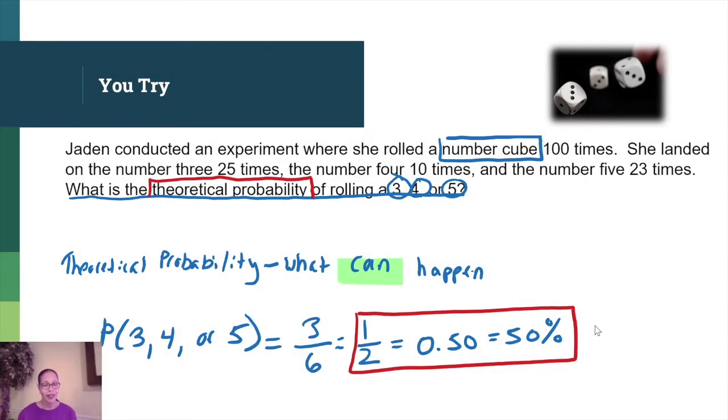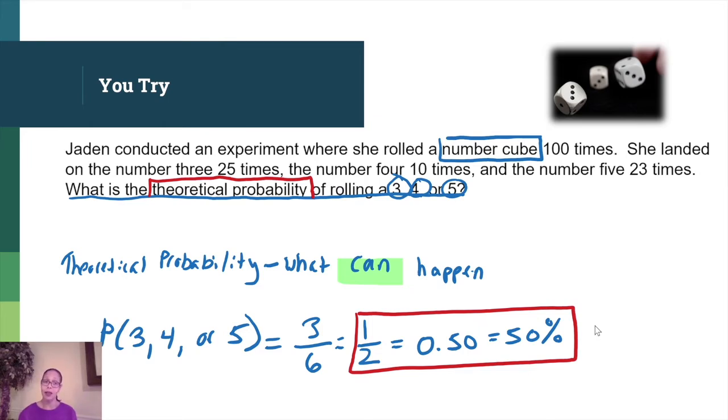So after reading this question all the way through and applying our cubes method, we underline the question, which is specifically asking us for the theoretical probability of rolling a 3, 4, or 5. Now, this is an interesting word problem because it gives us information about an experiment that Jaden is conducting. However, then it tells us that we are just looking for the theoretical probability of landing on these three numbers on a number cube.